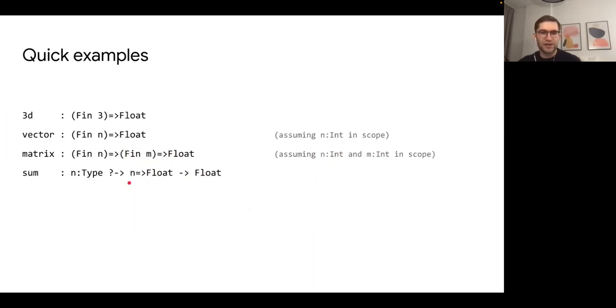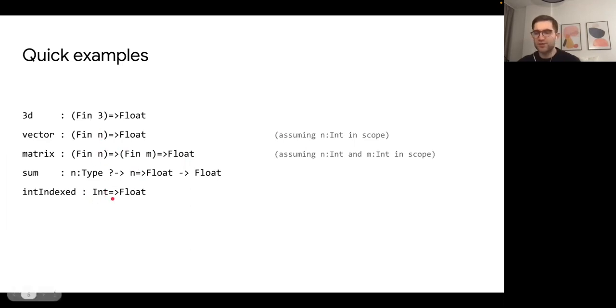And similarly, you can have functions that are polymorphic over indices, like the sum function. You might write it for any type, where this question mark here indicates that it's an implicit argument. So sum will really take one explicit argument, which is an array indexed by some indices n, and just return the result. What might be surprising is that so far we're using this Fin type for the index.